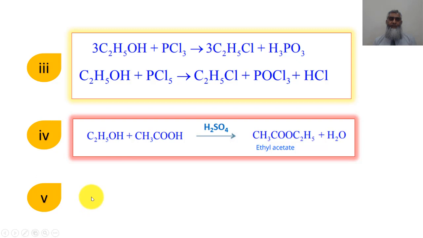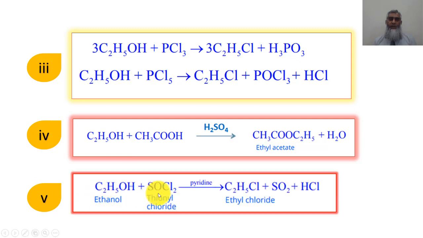Number 5, reaction of ethyl alcohol with thionyl chloride. This reaction will take place in the presence of pyridine, producing ethyl chloride, and sulfur dioxide gas will be eliminated with formation of HCl.